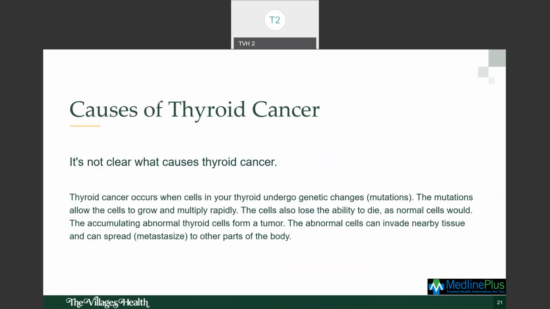See, then the accumulating abnormal cells form into a tumor, that tumor that we saw in the previous picture. And then the abnormal tumor can invade the nearby good tissue, and it can even metastasize or spread to other parts of the body if left untreated. So we're not really sure exactly what causes thyroid cancers, but we know once it's there, how it spreads.